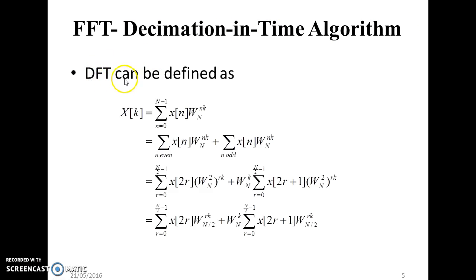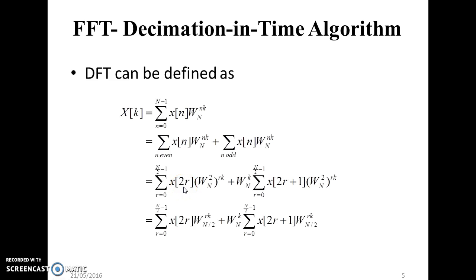As we know, DFT can be defined as X of k is equal to summation over n equal to 0 to N minus 1 x of n into WN raised to nk. If we split this x of n sequence into even and odd parts of samples, then we get summation over n even samples x of n WN raised to nk plus summation over n odd samples x of n into WN raised to nk.